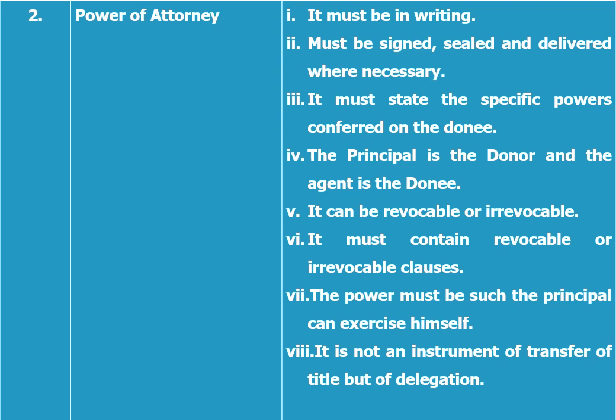Power of attorney. It must be in writing, must be signed, sealed, and delivered where necessary. It must state specific powers conferred on the donee. The principal is the donor and the agent is the donee. It can be revocable or irrevocable. It must contain revocable or irrevocable clauses. The power must be such the principal can exercise himself. It is not an instrument of transfer of title, but of delegation.